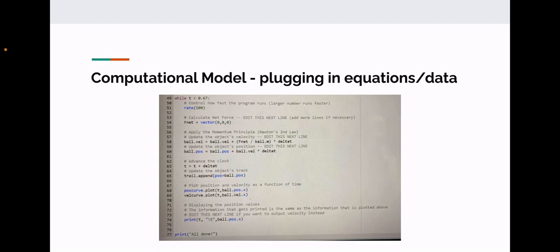As seen in line 54, F net should be set to 0, 0, 0 because the object is in constant velocity. The next thing to do is to use the velocity update formula, line 58. With what I previously said about F net being 0, this equation quickly turns into final velocity equals initial velocity. This guarantees the position versus time graph will be linear.